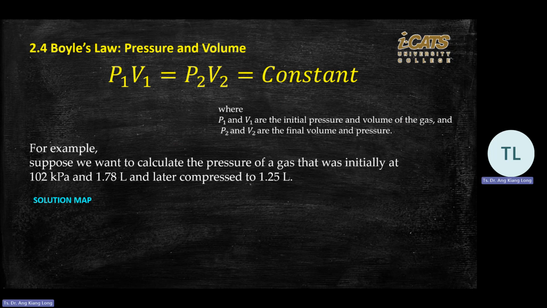Application of how you use P1V1 equals P2V2. It asks you to calculate the pressure of a gas that is initially at 120 kilopascal, 178 liter. So you'll see liter here. Later on, you will see other units. 1 liter equals 1 meter cube equals 10 power 3 cm cube.